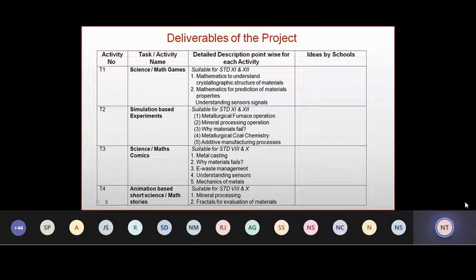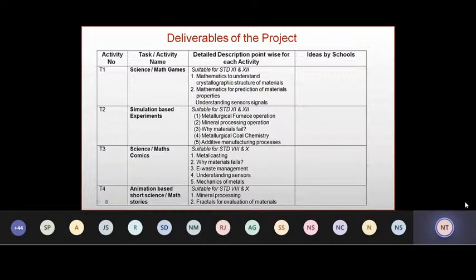Mathematics to understand the crystallographic structure of materials. I know standard 12 students study the crystallographic structure of materials, their BCC structure, HCP structures, and how many gaps are there, etc. So when they can draw this crystallographic structure, because it is very difficult to understand a 3D structure, how do they do it? Through maths games. We are planning on that.